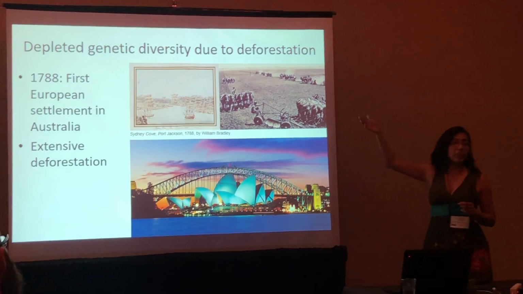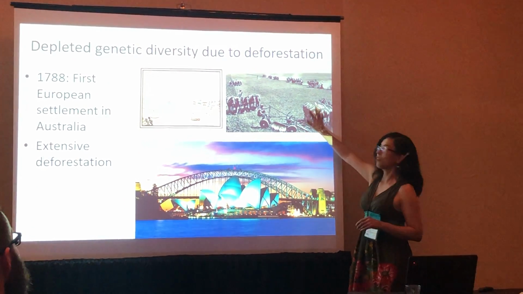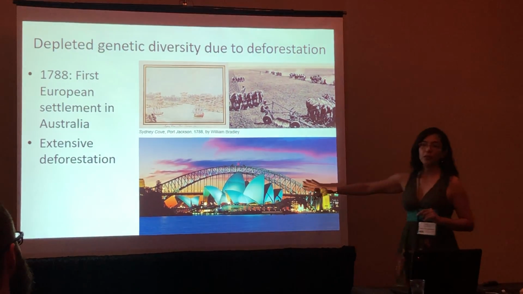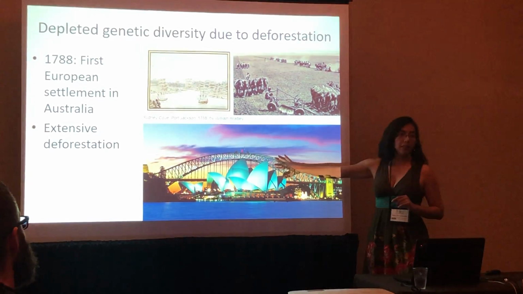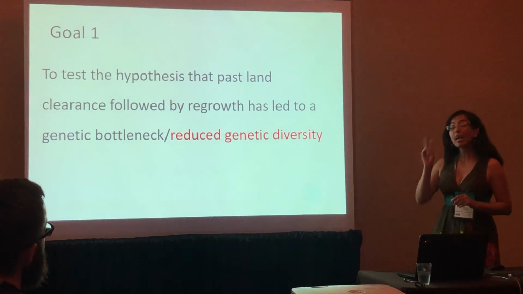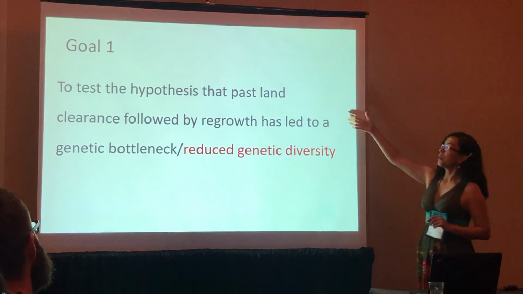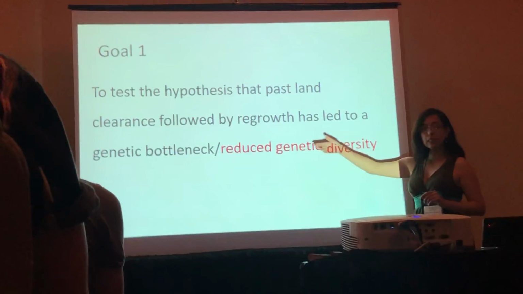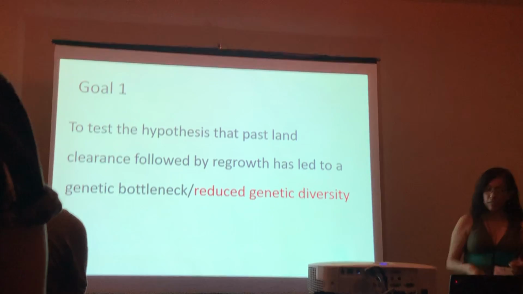The first thing that the British did was clear everything, and it looked like this. All clear, arable land. Then, with time, that turned into this majestic, beautiful, gorgeous city that I love, but that doesn't have that many trees. Okay, so I have 2 goals that I'm going to present, and this is just the first goal: to test the hypothesis that past land clearance followed by regrowth has led to this bottleneck and reduced genetic diversity.